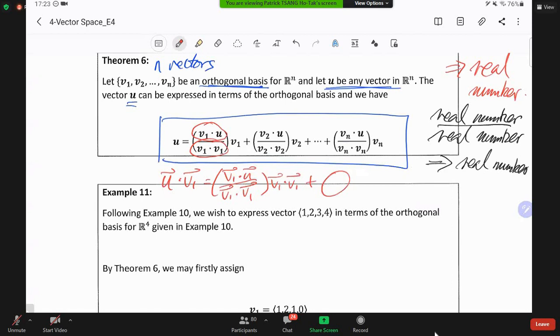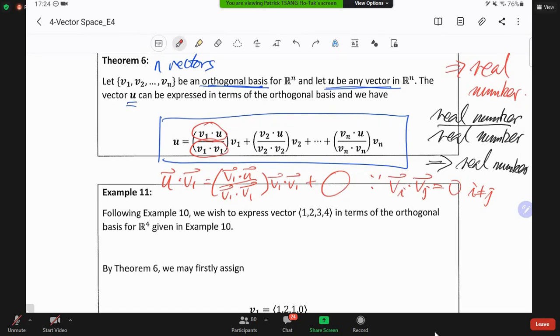The rest of them will be equal to 0, since vi dot vj, they are orthogonal to each other, whenever i doesn't equal j. We don't need an arrow here. Inside the orthogonal space, any combination of two distinct vectors is orthogonal, so the dot product of any two distinct vectors will be zero.